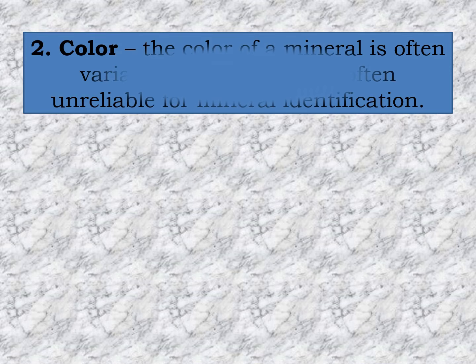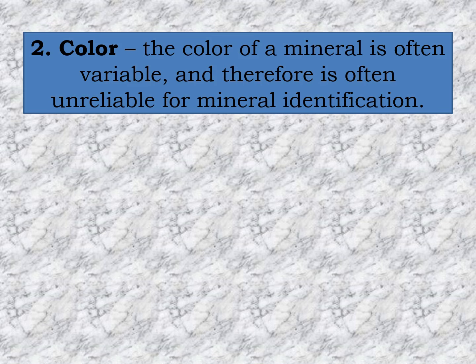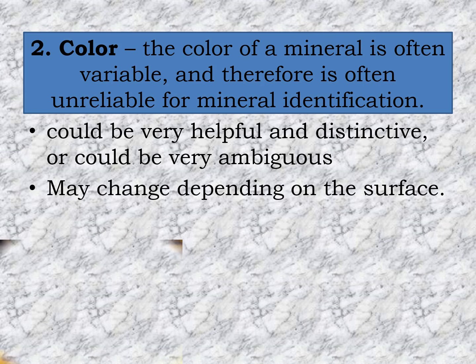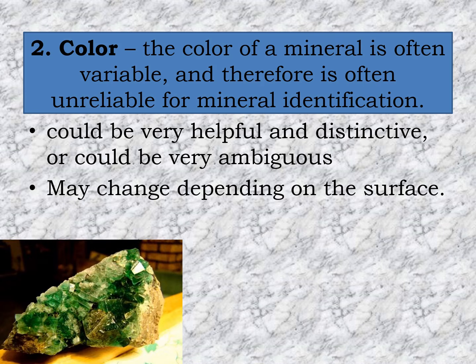Second one is the color. The color of the mineral is often variable, and therefore is often unreliable for mineral identification. The color of a specific substance may be helpful, but not clearly understandable because color may change depending on the surface.